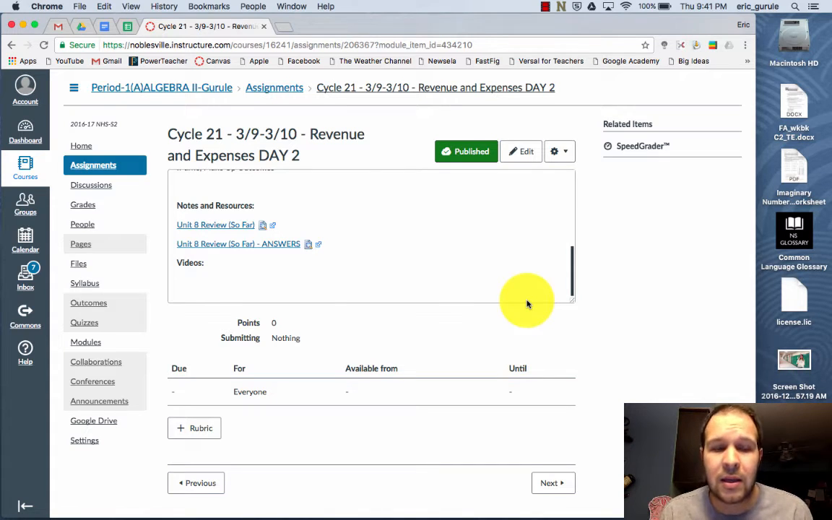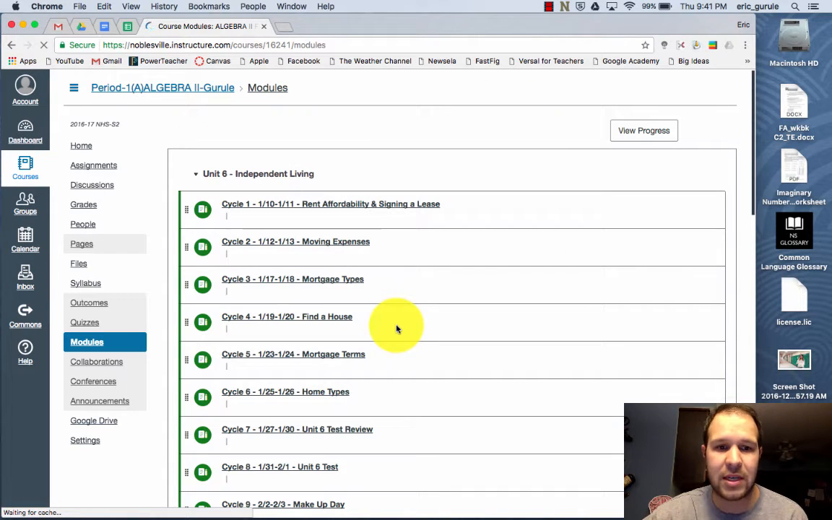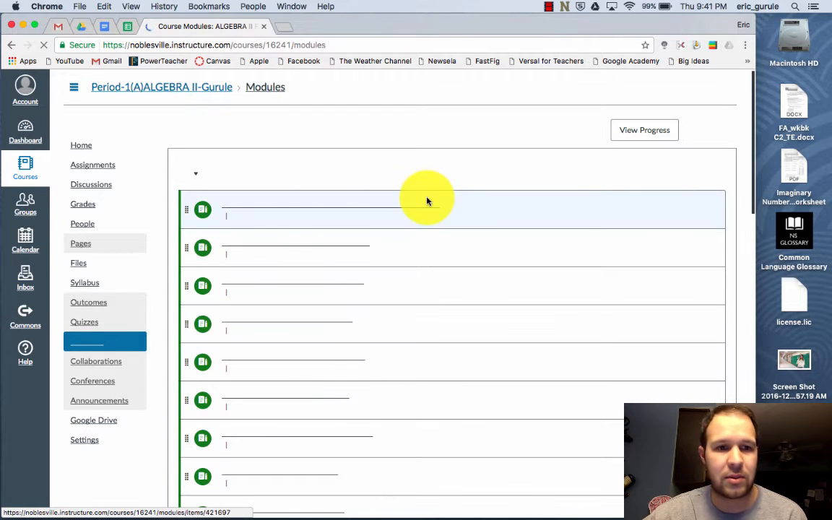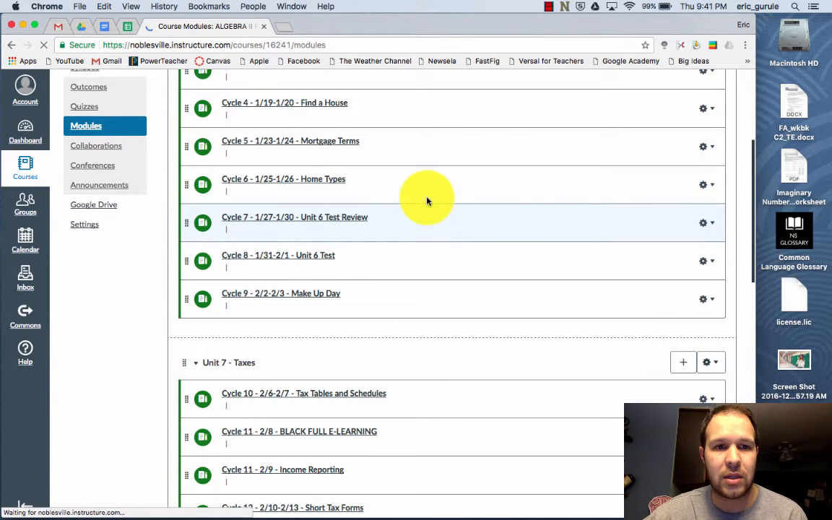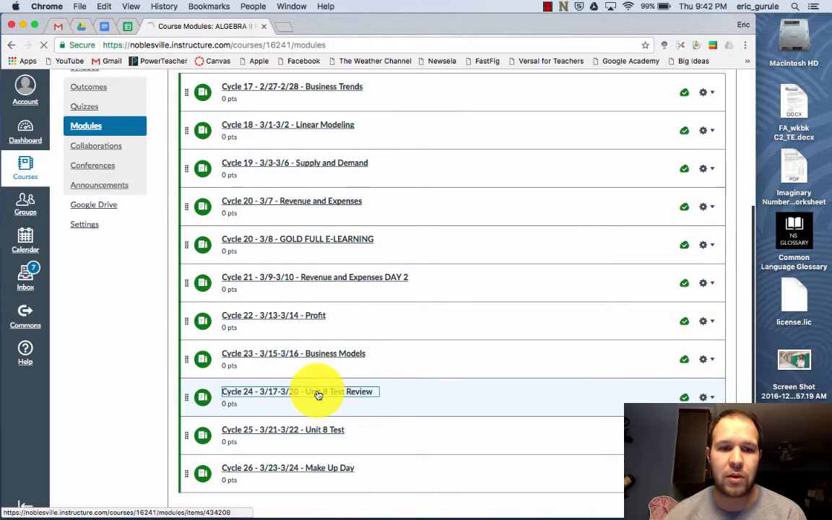Today's a review day. If you go to Canvas, you'll see today's cycle 24. So if you go to Canvas and cycle 24, you will see, as soon as this decides to load, there you go, in cycle 24, the Unit 8 review.